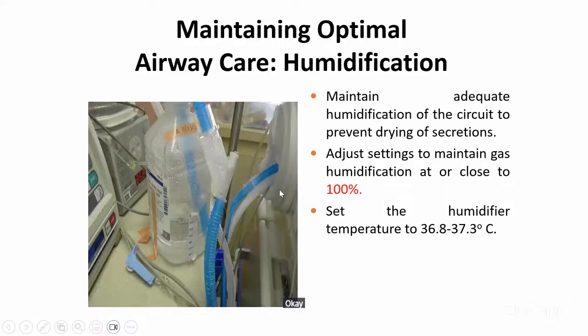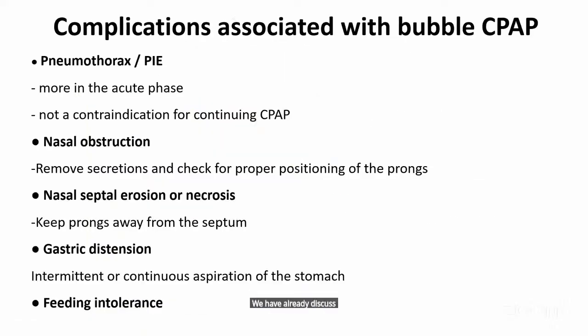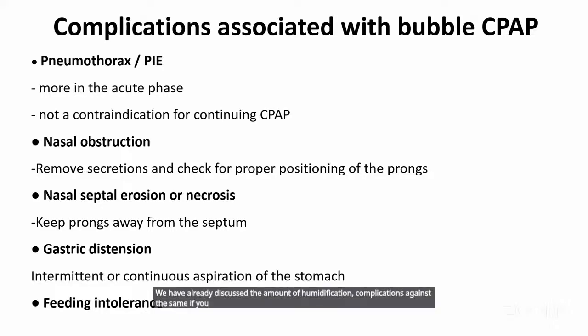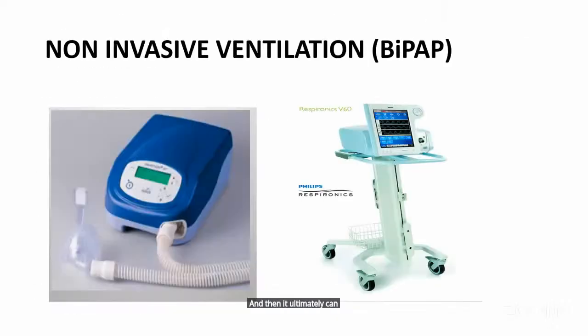Okay. We have already discussed the amount of humidification. Complications again remain the same. If you give very high PEEP, it can develop a pneumothorax. There is nasal obstruction, nasal septal erosion, gastric distension, which we call CPAP belly, and then it ultimately can cause feeding intolerance.